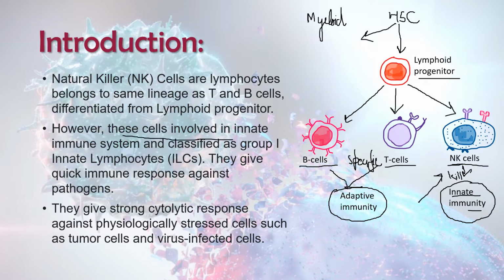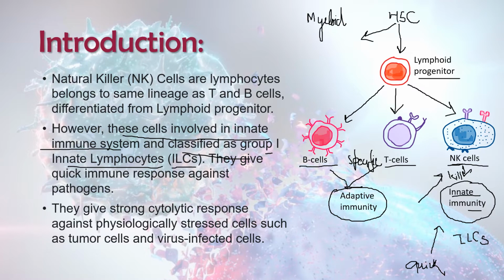These cells are involved in the innate immune system and classified as group 1 innate lymphoid cells, that is ILCs. As they are involved in innate immunity, they give a quick response against pathogens, which is the feature of innate immunity. They give a quick response whenever they meet a foreign pathogen.